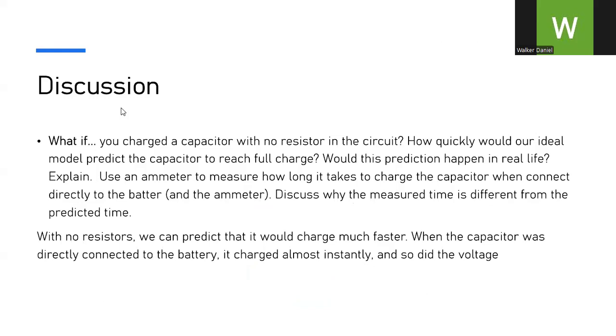Finally, the discussion. Our first and only question is, what if you charge capacitors with no resistors in the circuit? How quickly would the ideal model predict the capacitor to reach full charge? With no resistors, we can predict that it would charge much faster when the capacitor was directly connected to the battery. It charged almost instantly, and so did voltage.